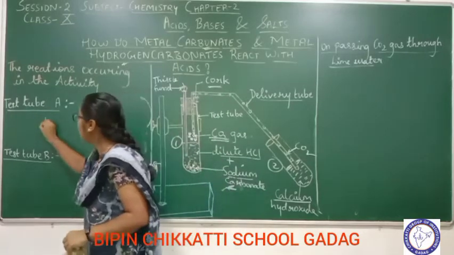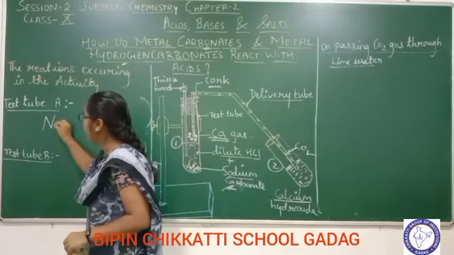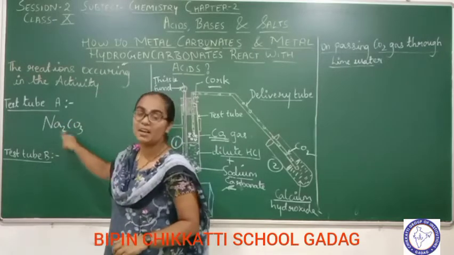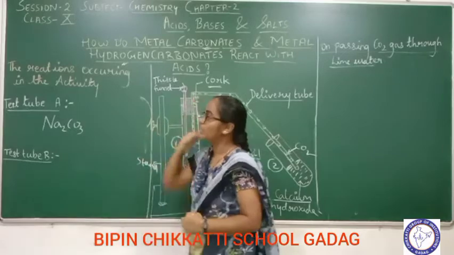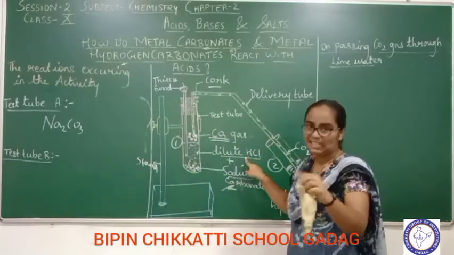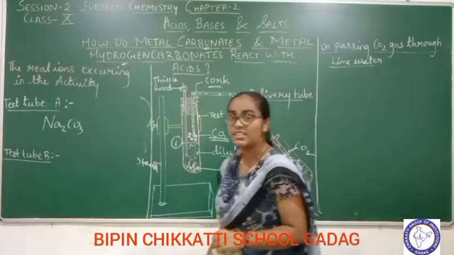Now this metal carbonate has to be written as Na2CO3. So this is metal carbonate. Sodium carbonate is nothing but the metal carbonate. And after the metal carbonate, sodium carbonate, what did we add over here? Dilute hydrochloric acid, which is HCl, right?